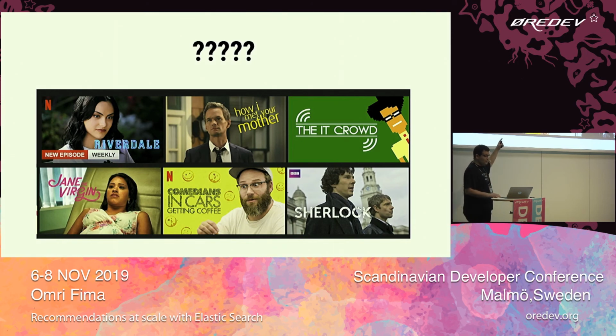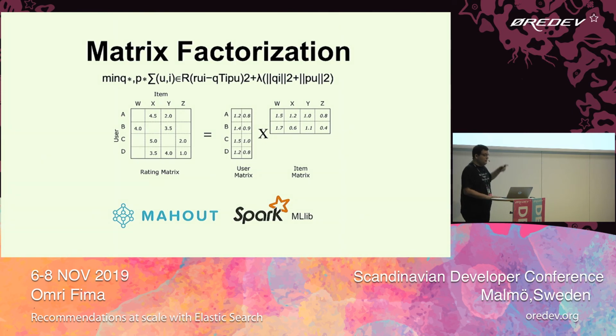So whoever likes one of these TV shows, we like other of these TV shows. Now here, the relation is a little bit less obvious. I cannot name it in any way, but it's valid nonetheless. And the technique to do it is a technique called matrix factorization.